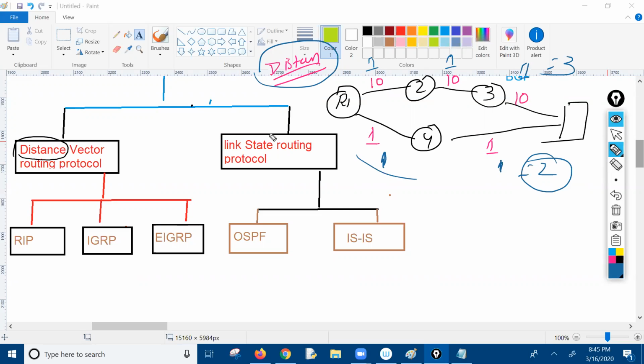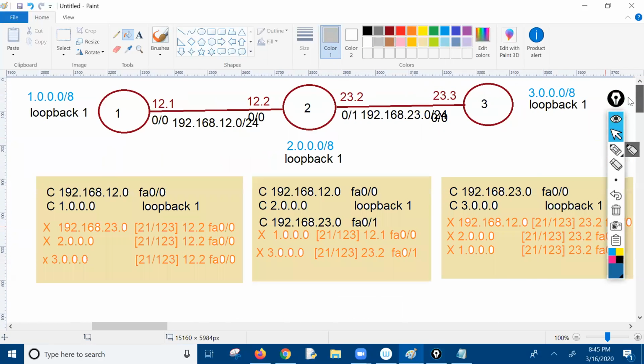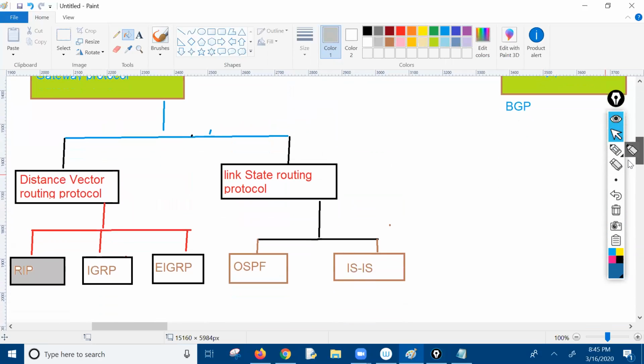In link state, what happens? I never go for this one. I always go for the best bandwidth. I always prefer the one that has the best bandwidth. That's link state. This is the basic difference I'll give you right now. In distance vector, we are going to start with RIP. First we have to go through the RIP protocol, then we'll go for the next one. So today we are going to start with RIP. I hope these basics are clear to all of you: the meaning of routing, dynamic routing protocol, IGP, EGP, and distance vector.